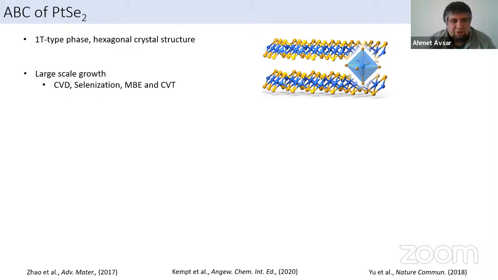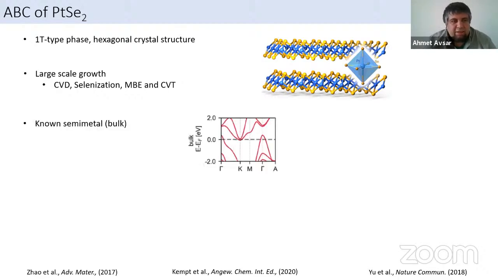For instance, you can use chemical vapor deposition, selenization, molecular beam epitaxy, and also chemical vapor transport to grow this material at large scale. This also means that if you want to do any application based on this material, it's doable. The technology is already there. And this material has different types of electronic structure. For a long time, it was known that the bulk of this material is a metal. It's a semi-metal, okay?